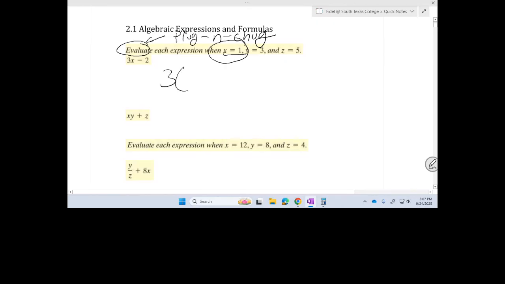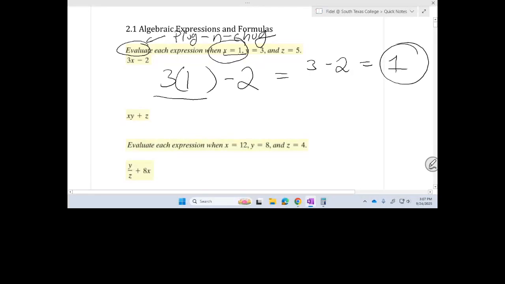So look, y'all, this is what we're going to do. We're going to come back here and plug and chug. Everywhere I have an x, I'm going to plug in the number 1. We're going to go real slow. Let's multiply. What's 3 times 1? 3, right? Good. 3 minus 2 should just be 1. Boom, and you're done.